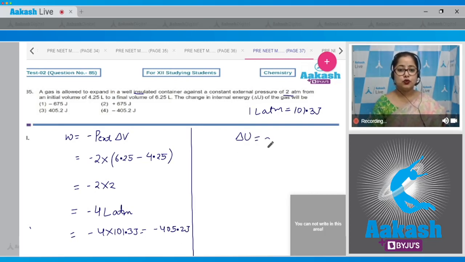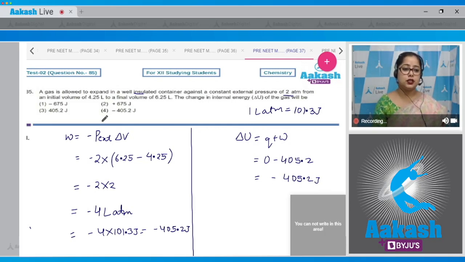Now students, according to first law of thermodynamics, we know that delta U, that is change in internal energy, is equals to Q plus W. Since we are given with insulated container, that means Q is equals to 0 and W is equals to minus 405.2. Therefore, delta U is equals to minus 405.2 joules. That means the correct answer is option number 4. Here I'm writing correct answer is option number 4.